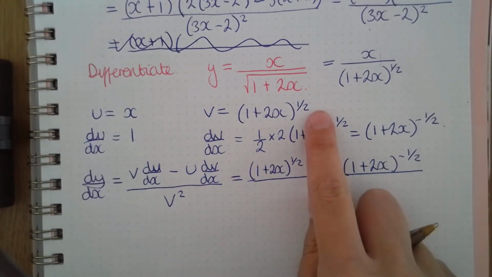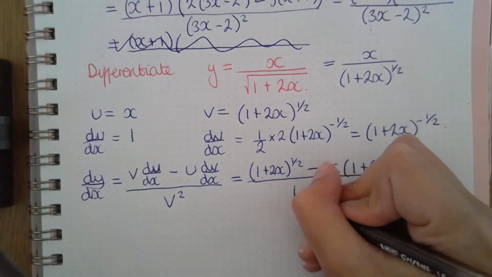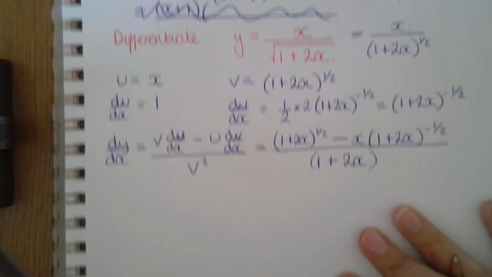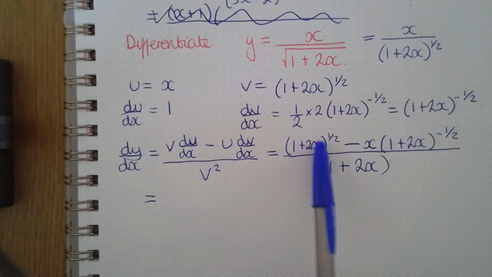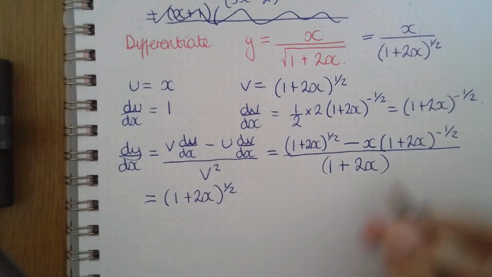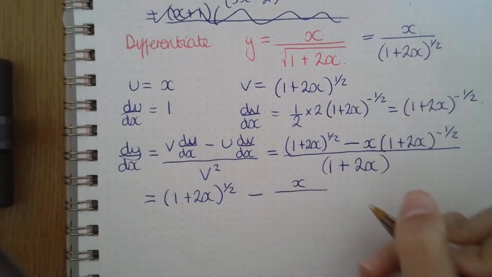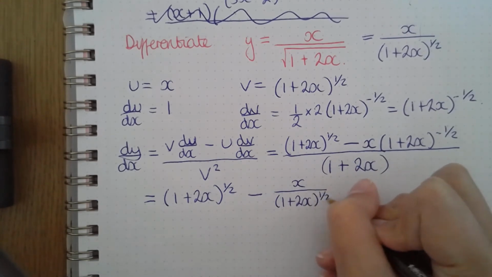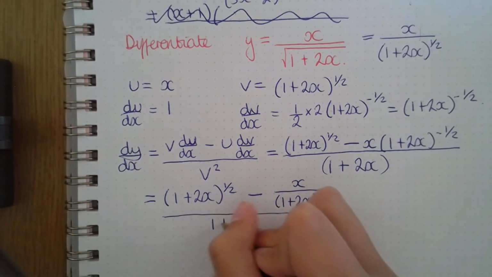But if I square a square root, you end up with just the power of 1, so the denominator is 1 plus 2x. Okay, then we're going to start to sort this out so it looks a bit neater. So the first bit, there's nothing we can do currently, so we've got 1 plus 2x to the power of a half. This part would change into x over 1 plus 2x to the half, all over my 1 plus 2x.